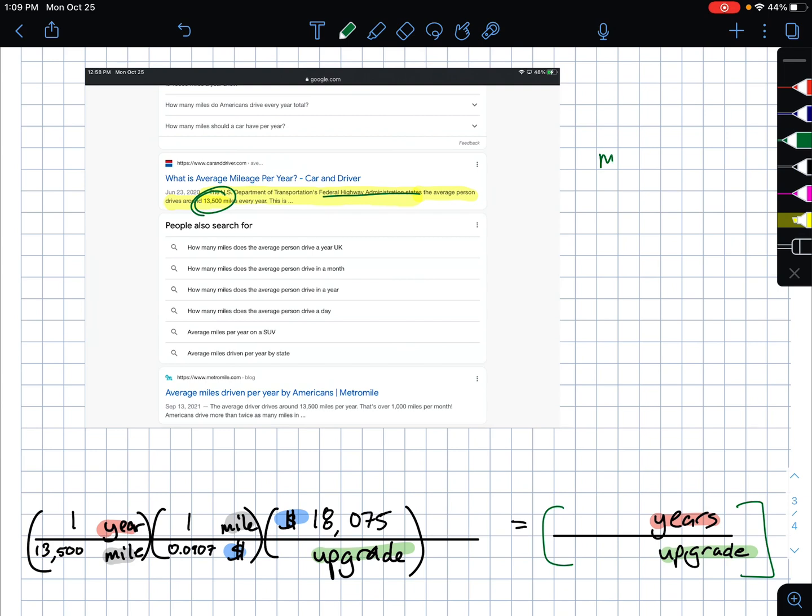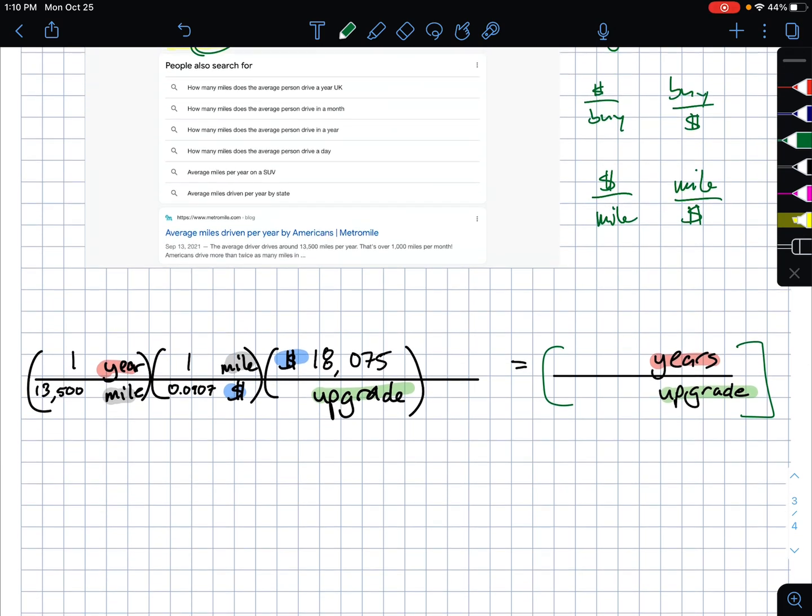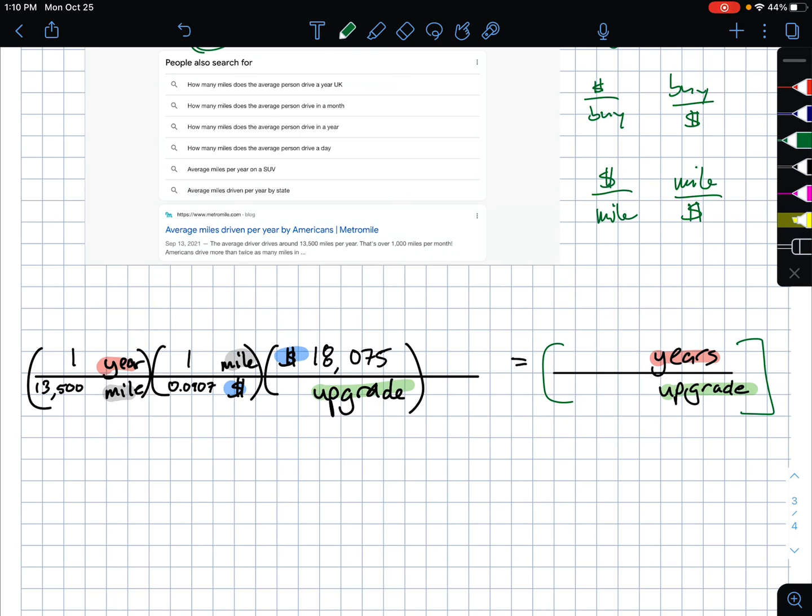So I know I'm going to have either miles per year or years per mile. I know I'm going to have either the amount of money to buy the car, or buying this car is going to take this much money. And I'm going to have either money per mile or, 1 mile is going to cost you this many dollars. And I can flip all these fractions around and set this up to look like so. This is not really any different than your standard Fermi problem.